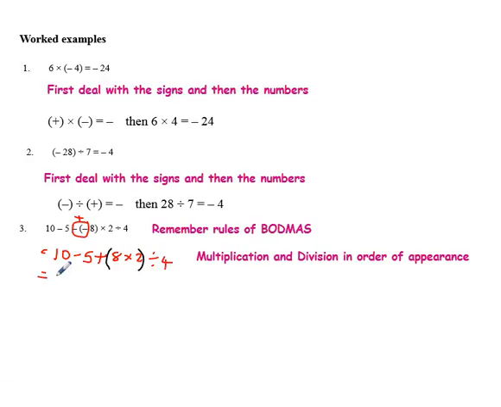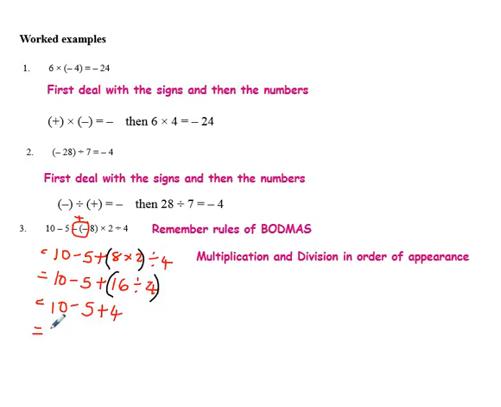So we do this as follows. 10 minus 5 plus 8 multiplied by 2 is 16 divided by 4. I continue using the rules of BODMAS. I've got to do division before addition or subtraction. So this is how I continue. 10 minus 5, 16 divided by 4. And once again, remember, we've got a positive divided by a positive. So it is positive 16 divided by 4 is 4.